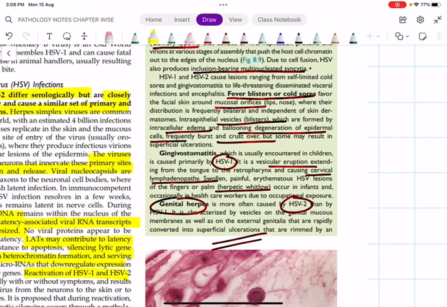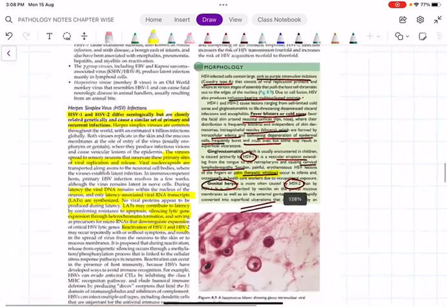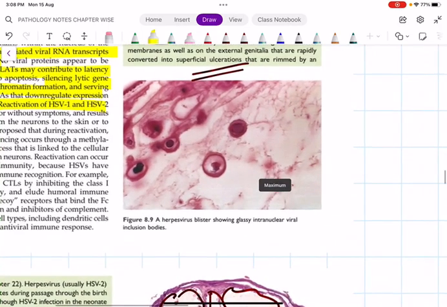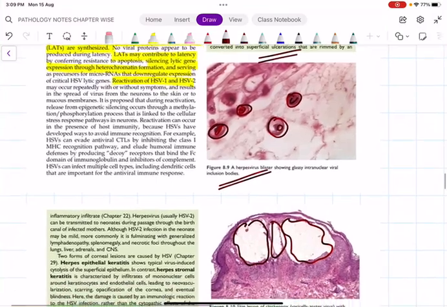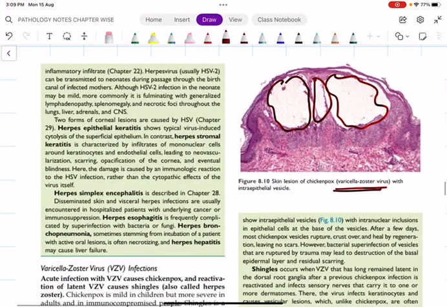This is a characteristic feature you have to remember. Herpetic whitlow: they are nothing else but swollen and painful erythematous lesions which are seen in the phalanges, fingers and palm. Okay, this is the picture, you can see the glassy intranuclear viral inclusion bodies.